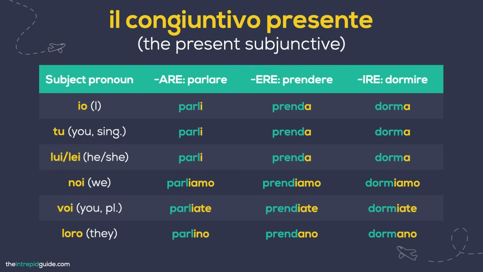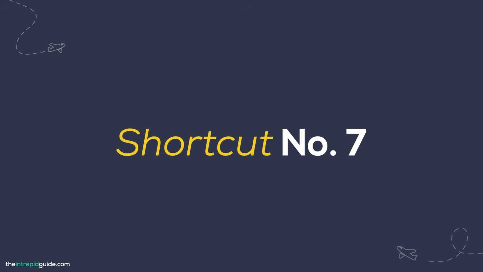Here's how to conjugate the congiuntivo presente, the subjunctive in the present tense. Parli, parli, parli, parliamo, parliate, parlino. Prenda, prenda, prenda, prendiamo, prendiate, prendano. Dorma, dorma, dorma, dormiamo, dormiate, dormano.